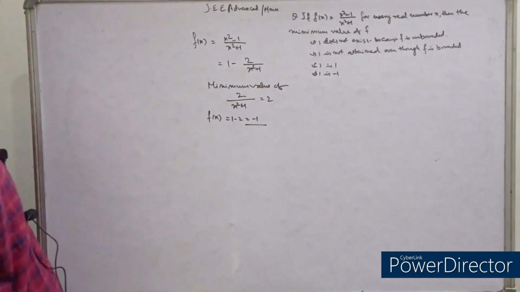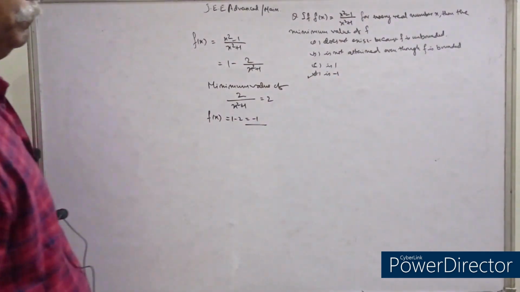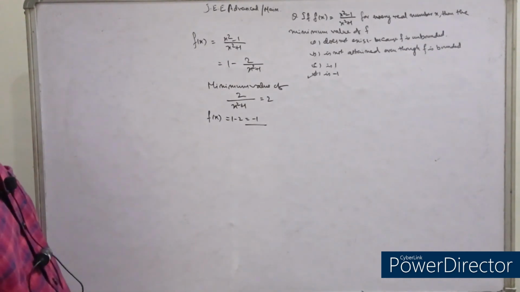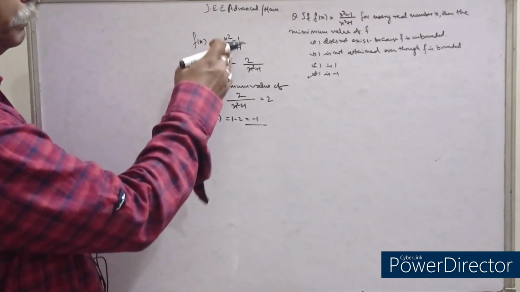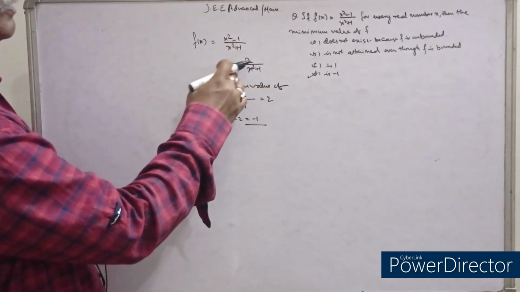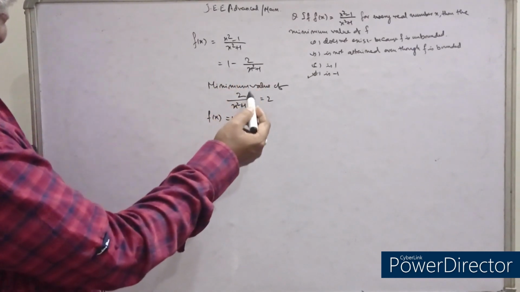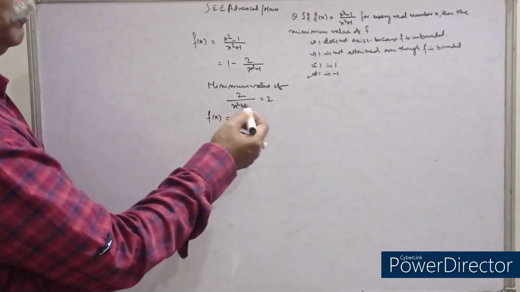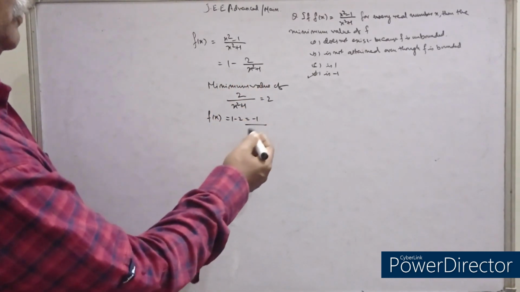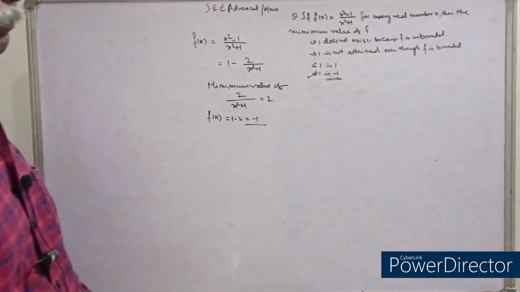So the minimum value of the function f(x) will be how much? Minus 1. This is an easy question, not so tough. Only the method is that here you have to split it, and when I split it, everything is clear. This term's extreme value is 2, so the function f(x) has its minimum value as −1. So this is your answer.